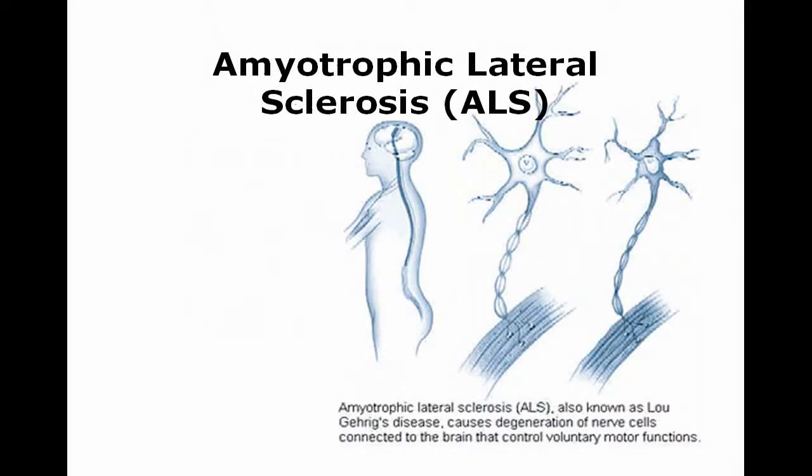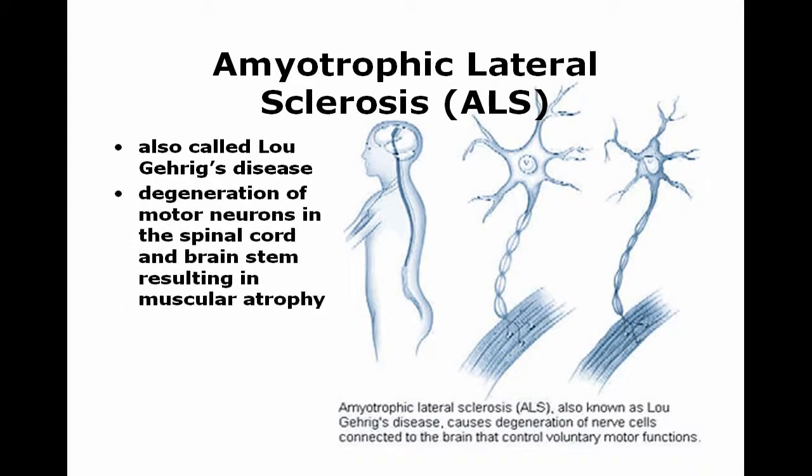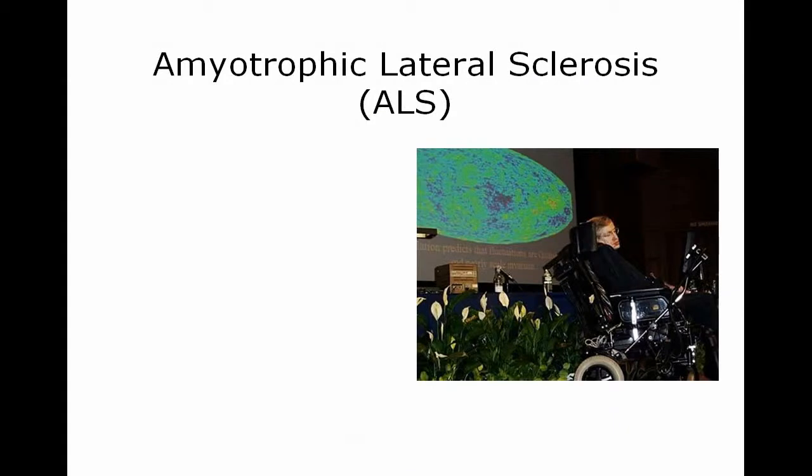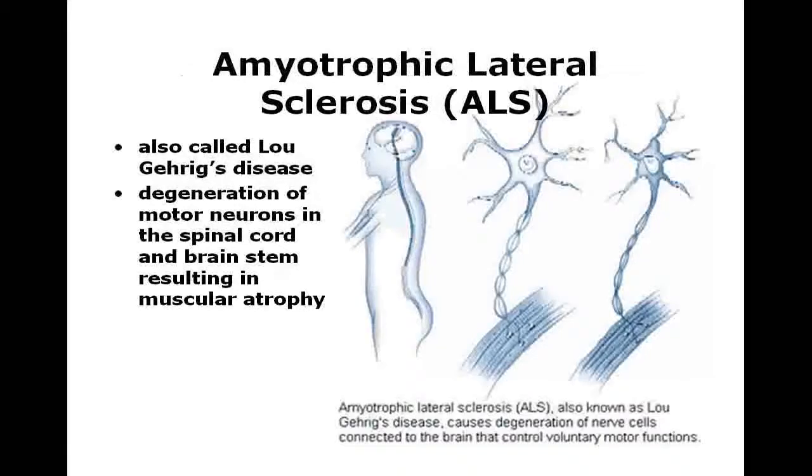Amyotrophic lateral sclerosis, abbreviated ALS, also known as Lou Gehrig's disease. In Lou Gehrig's disease, this amyotrophic lateral sclerosis, there's degeneration of nerve cells connected to the brain that control the voluntary motor functions. I'll go back to that screen because I know I went pretty quick there. Also called Lou Gehrig's. They have degeneration of motor neurons in the spinal cord and the brainstem.